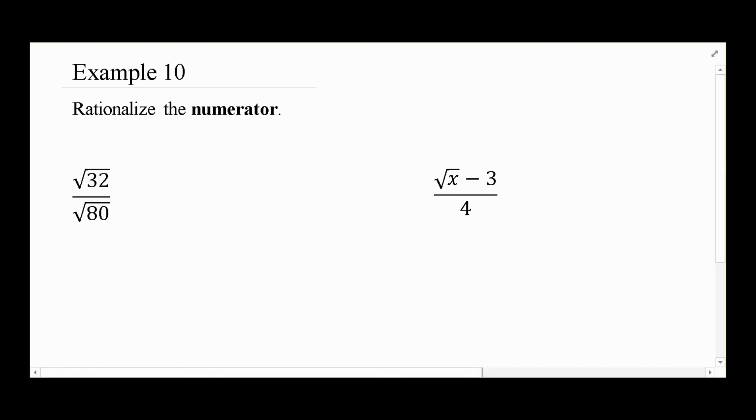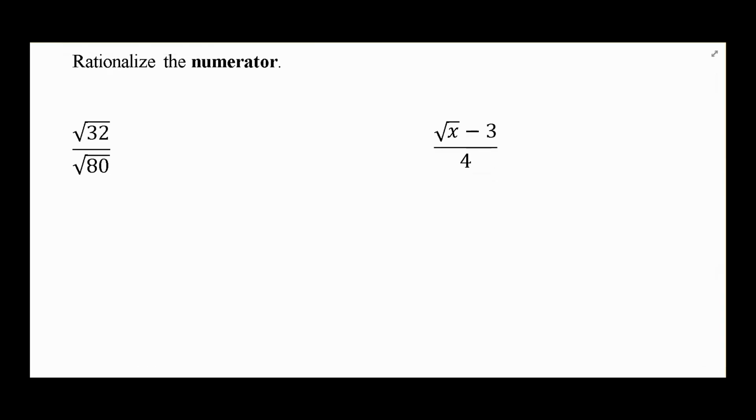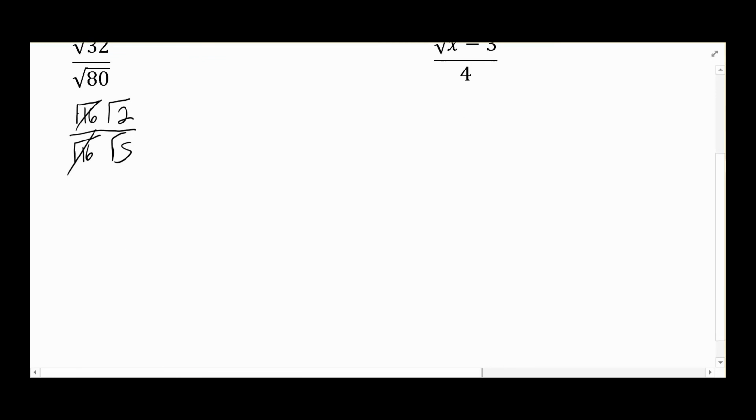Now, for the first example, the first thing I would actually do is simplify this whole fraction. Because with 32 over 80, there's a 16 that goes into both of those. So really that root 16, or 4, goes away, and it's just root 2 over 5. So that's always something to look for when we're trying to rationalize either numerators or denominators.